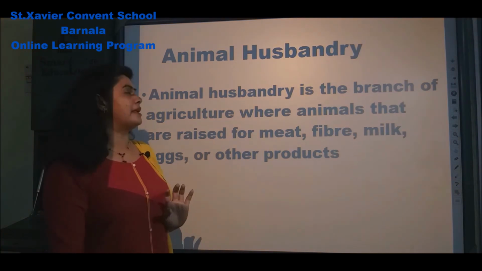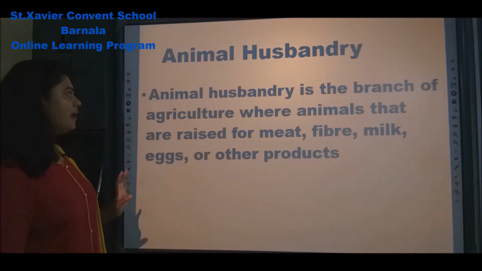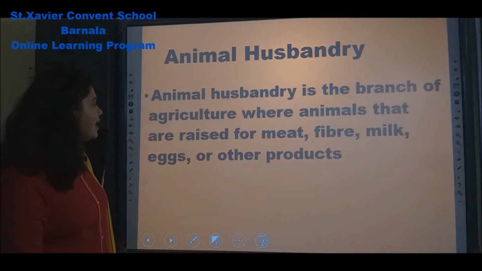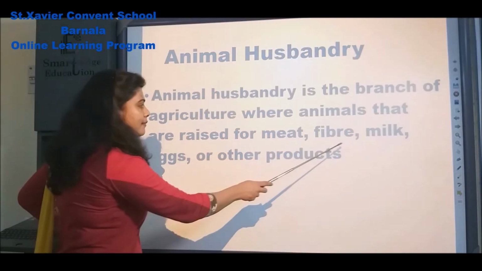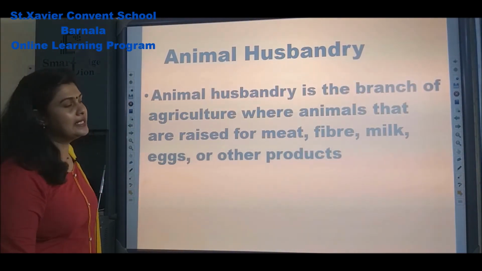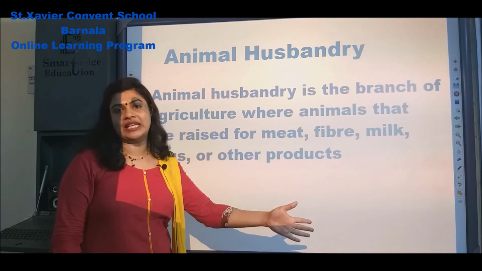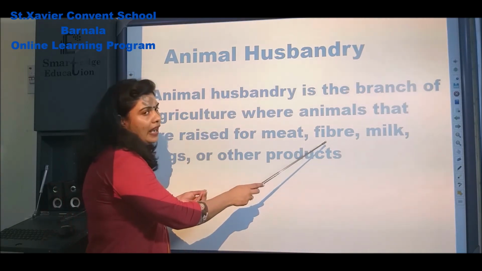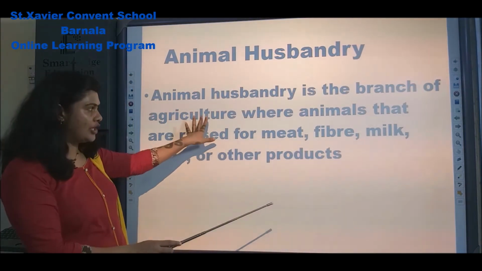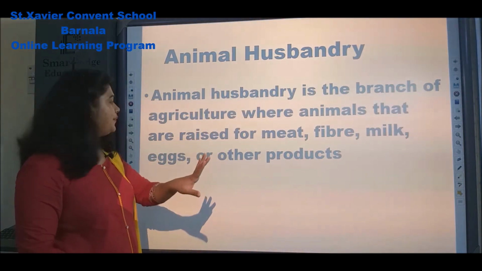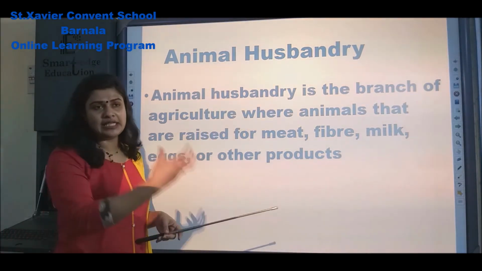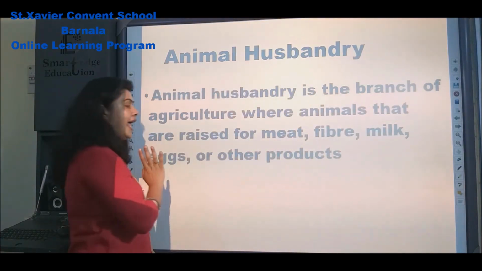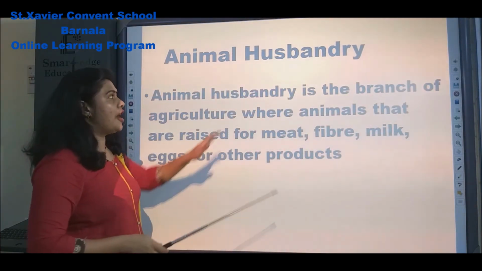Next we are going to discuss animal husbandry. Animal husbandry means it's a branch of agriculture where animals are raised for meat, fiber, milk, eggs or other products. We already learned in 7th class about sericulture. We feed the silkworm for getting what? Fiber. So like that, in animal husbandry we are feeding these animals to get either meat, fiber, milk, eggs or any other products. That is known as animal husbandry.